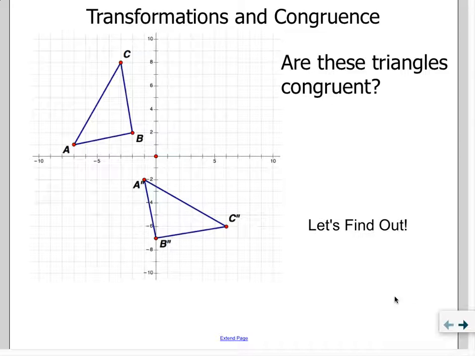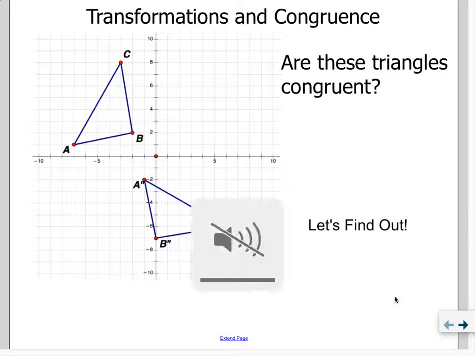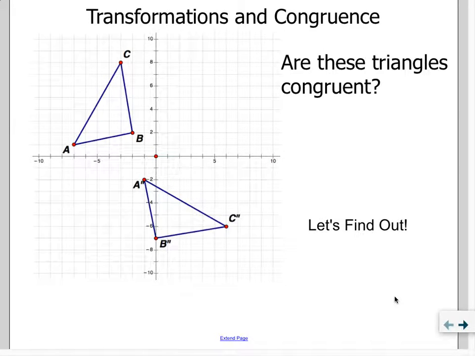Okay, so we're going to talk about transformations and how they relate to congruence. So if we look at these two triangles, we might say to ourselves, well, are these two triangles congruent? Well, maybe you could get a ruler or a protractor and measure some sides and measure some angles and try to establish some type of side angle side criteria. But there are other ways to do it as well, and that's what we're going to be exploring today.